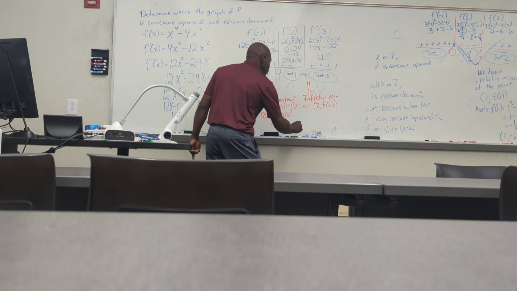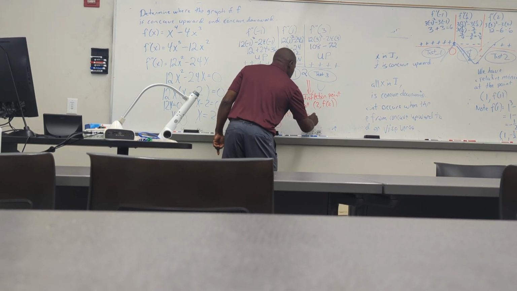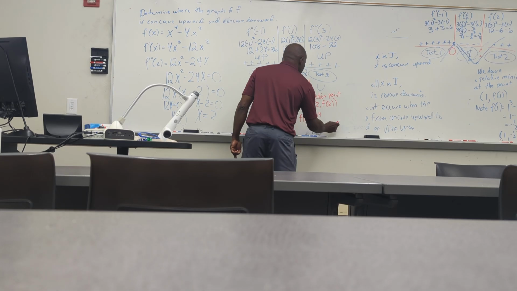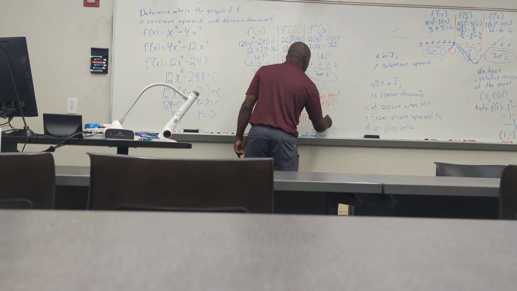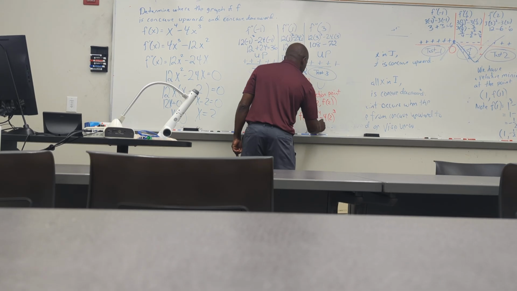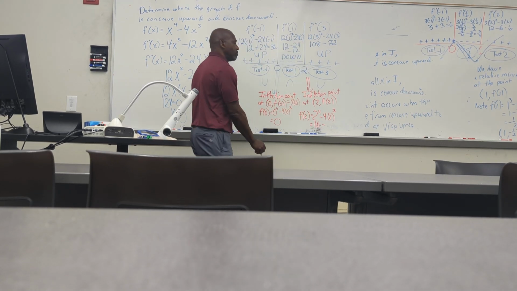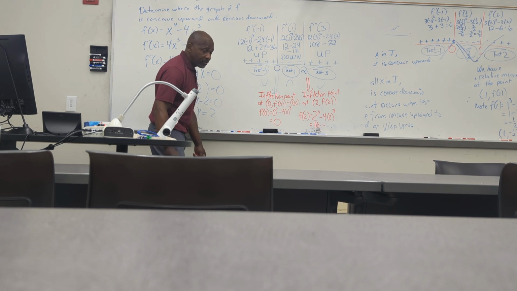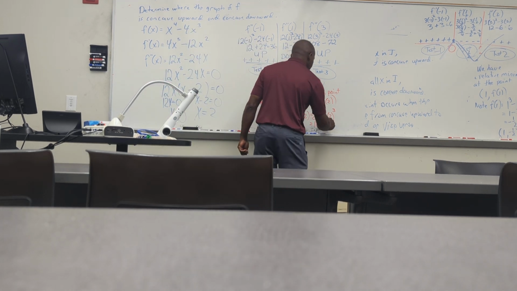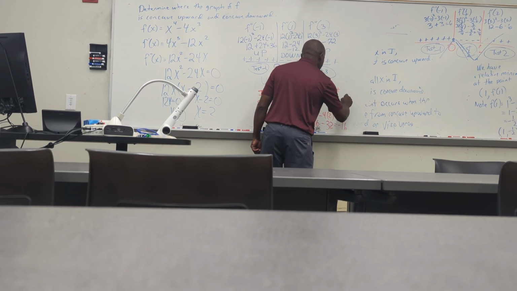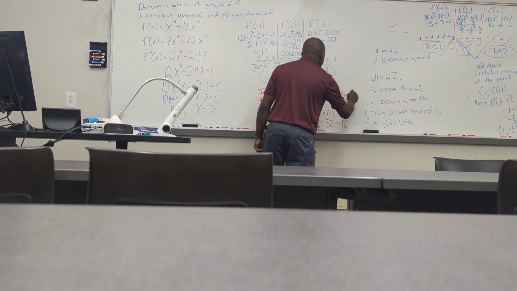And f of 2 is 2 to the 4th minus 4 times 2 cubed, which is 16 minus 32, which is negative 16. So that point right there is 2, negative 16.